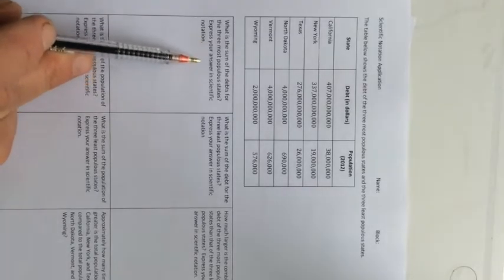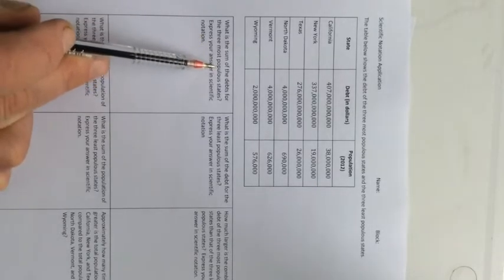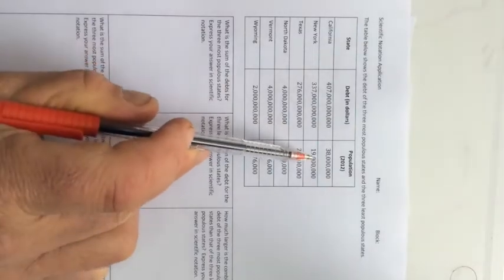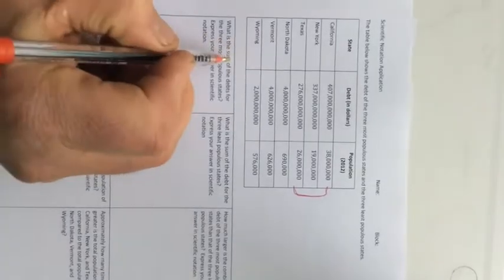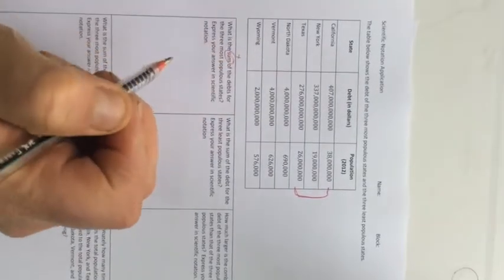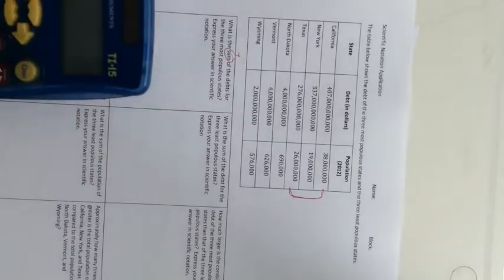What is the sum of the debts for the three most populous states? Express your answer in scientific notation. So the most populous states, here's the population. So here's the three most populous. They want us to have the sum. Sum is the addition of those three. We're able to have a calculator, so we want to go get our calculator and just type those in.